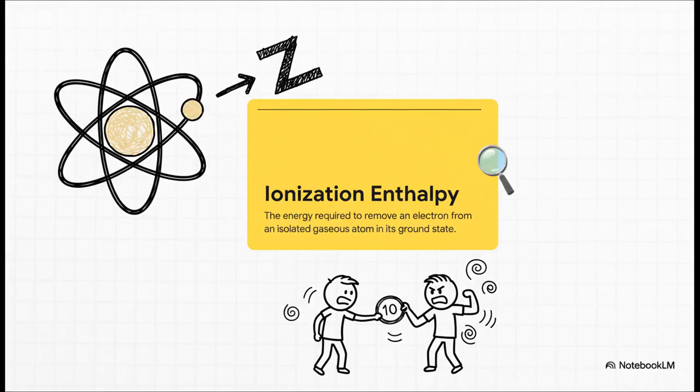Okay, cheat code number 2, ionization enthalpy. I know it sounds really complex, doesn't it? But trust me, it's simple. It's just the amount of energy you need to snatch the outermost electron from an atom.